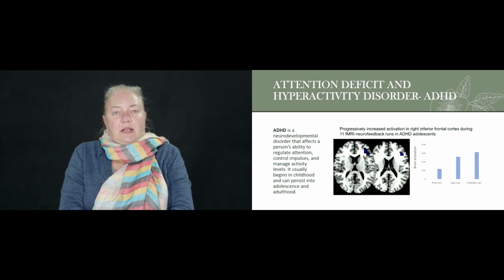Let's talk about a specific form of neurodivergent thinking, attention deficit and hyperactivity disorder. If you look at the brain here, you can see that there is progressively increased activation in the right inferior frontal cortex during an fMRI feedback run in ADHD adolescents. So the inferior frontal cortex is increasingly activated, more so than in a neurotypical child.